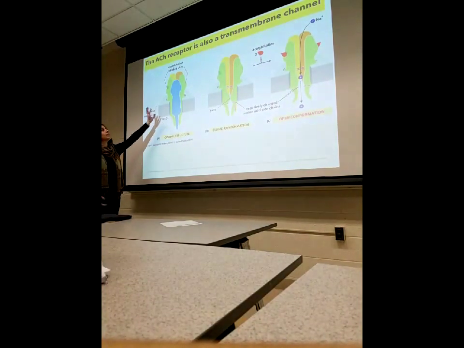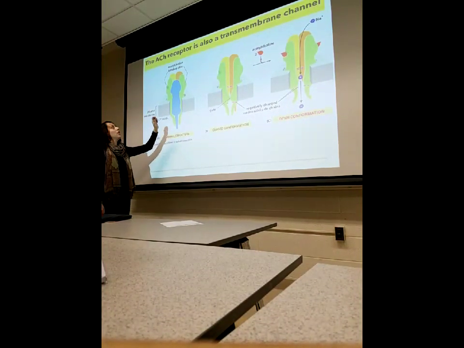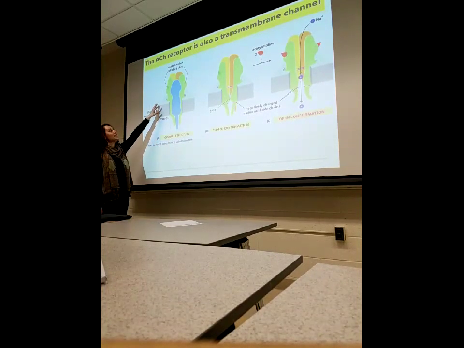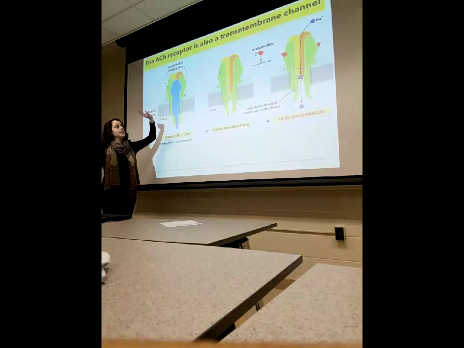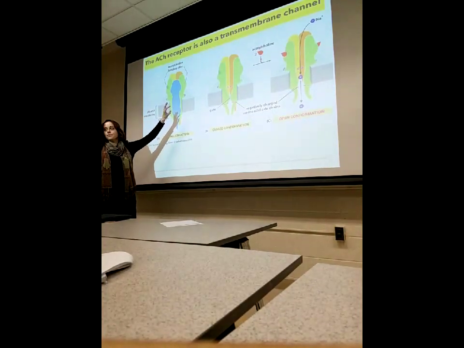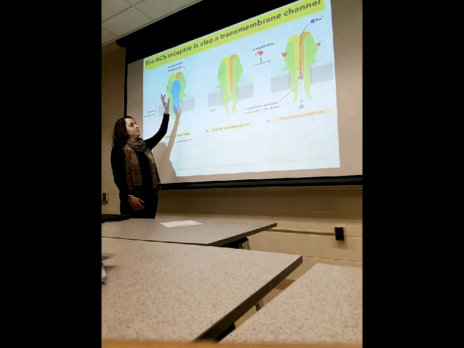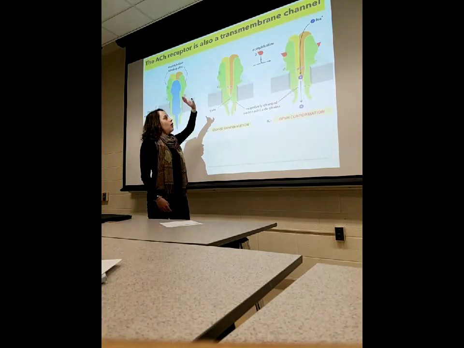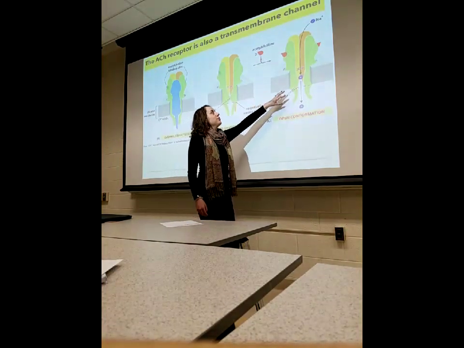So this is the receptor. I feel like this image is a little bit overcomplicated. You don't need to know how many subunits it has. All you need to know is that there are binding sites for acetylcholine, and that this receptor is also a channel. And the channel will open when it's bound to acetylcholine.